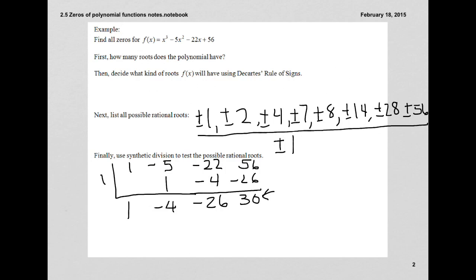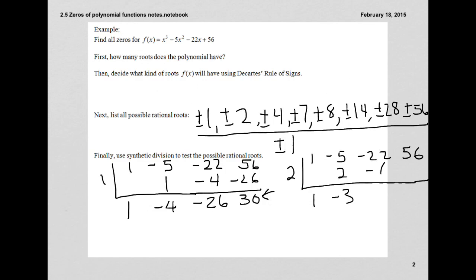I'm going to go ahead and try 2. So I set up 2 and 1, negative 5, negative 22, and 56. Okay, I bring down the 1. 2 times 1 is 2. Negative 5 plus 2 is negative 3. 2 times negative 3 is negative 6. Negative 22 and negative 6 is negative 28. And 2 times negative 28 is negative 56, which gives me a remainder of 0, which tells me that the 2 is a factor.